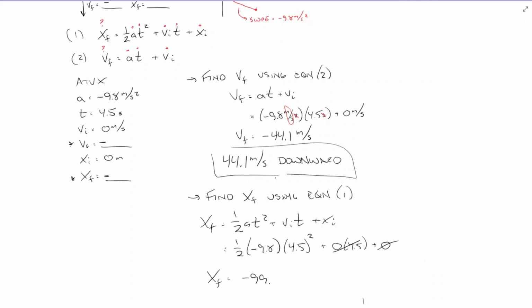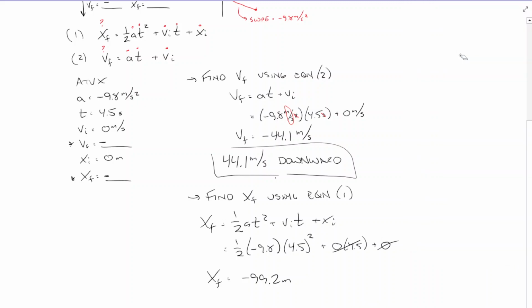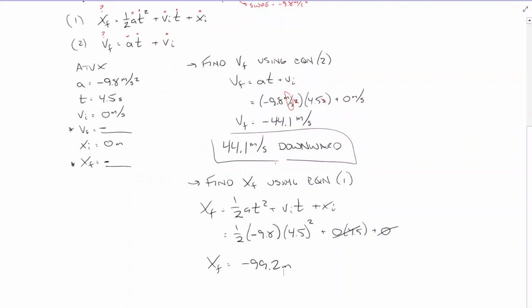Negative 99.2 meters. Now, we could put that in another way. We could put that in as 0.5 times 9.8 times 4.5 squared, and we should get the same answer, except it'd be positive. Oh, well, I know that is negative, and I can put a negative in there. My calculator's kind of stupid. But nonetheless, I get an answer when I plug in of negative 99.2 meters.